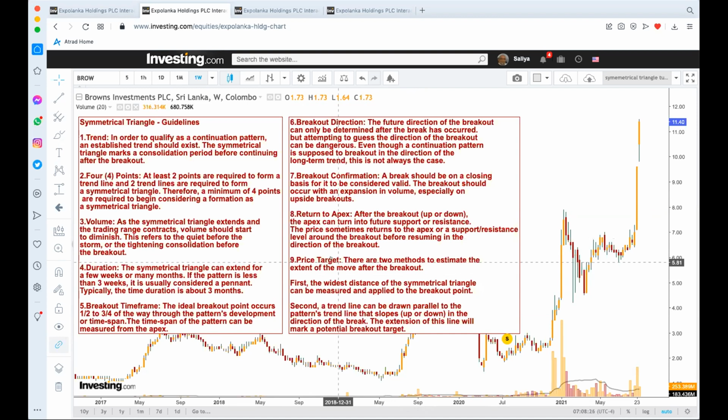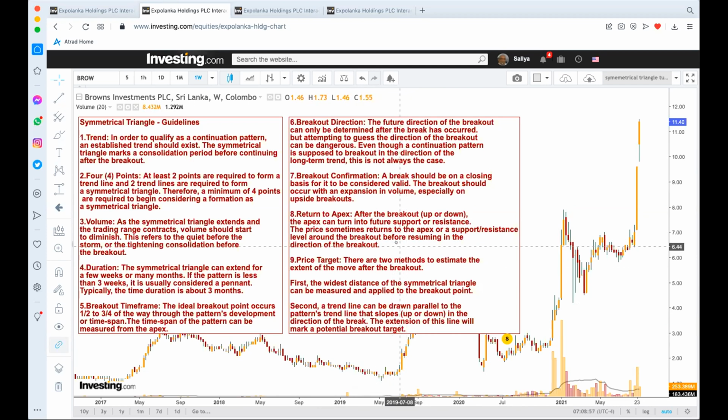Then the price target. There are two methods to estimate the extent of the move after the breakout. First, the widest distance of the symmetrical triangle can be measured and applied to the breakout point. Second, a trend line can be drawn parallel to the pattern's trend line that slopes up or down in the direction of the break. The extension of this line will mark a potential breakout target.